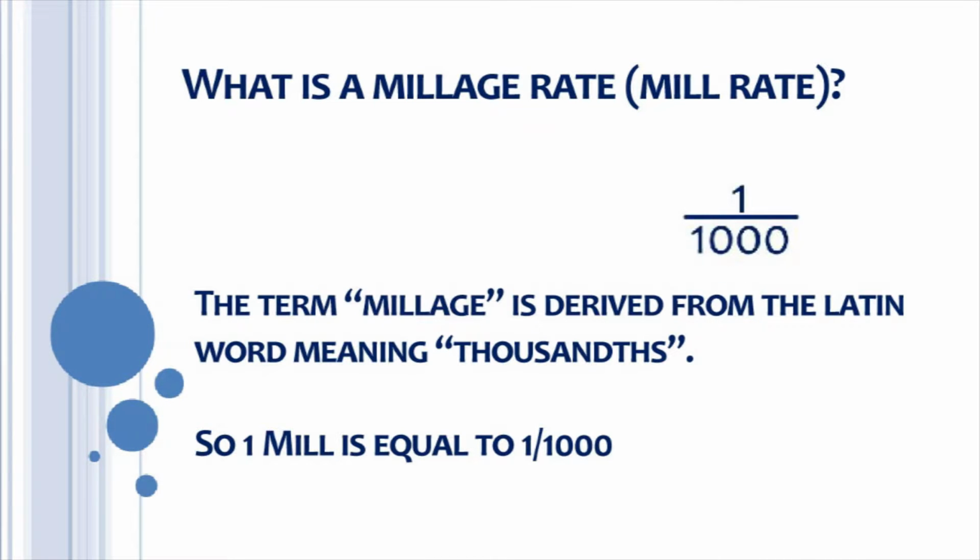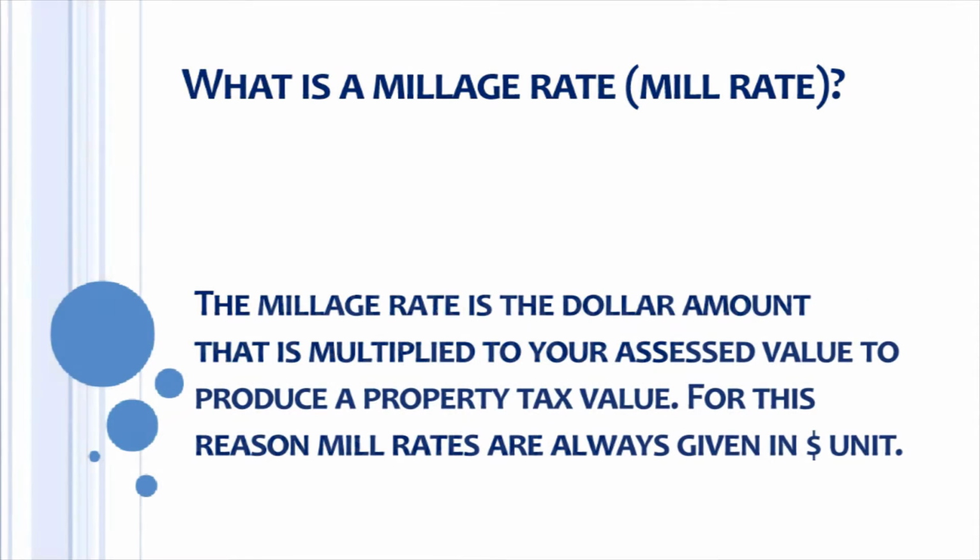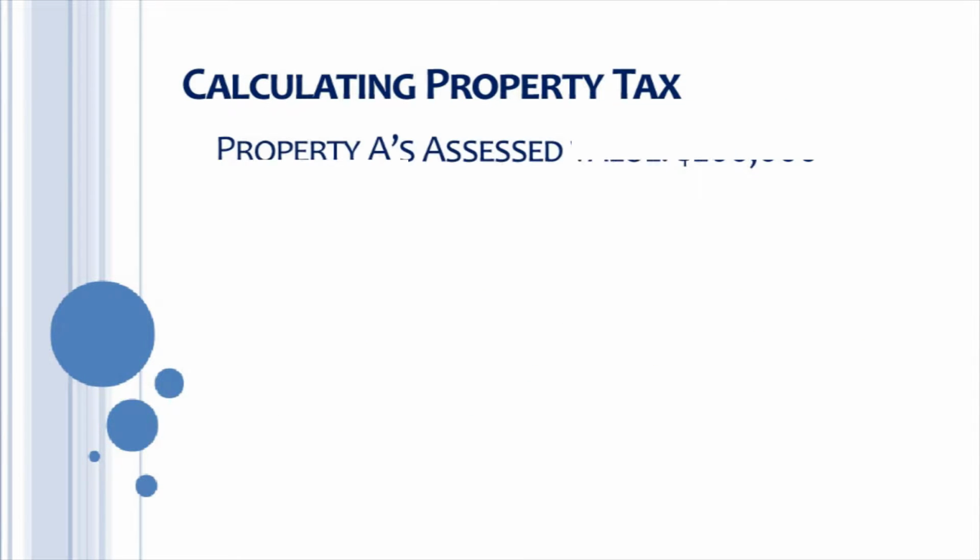A millage rate, often called mill rate, is the dollar amount your city or town sets and typically is based on the needs in your area. This dollar amount per thousand is used to calculate the property tax. So let's do an example and calculate the property tax.